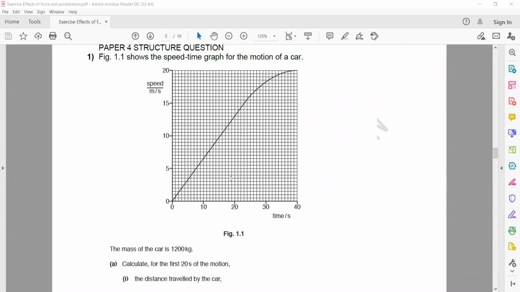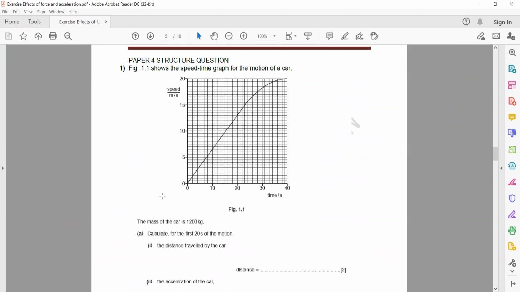The first part: the mass of the car is 1200 kilogram. Calculate the distance travelled for the first 20 seconds of the motion. In a speed-time graph, how do we calculate the distance travelled? The area under the graph will give us the distance travelled by the object. So what shape is it making? It is making a triangle. And what is the area of the triangle? Half base times height.